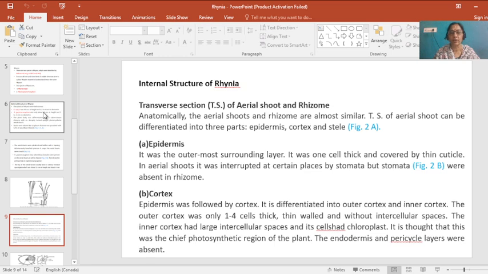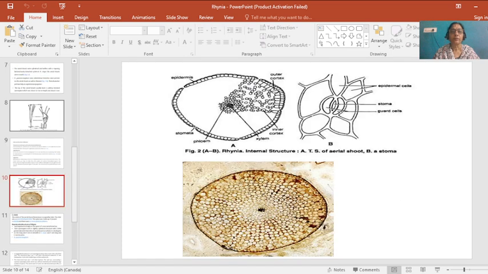The epidermis is followed by the cortex, differentiated into outer and inner cortex. The outer cortex is 1 to 4 cells thick, thin walled and without intercellular spaces, while the inner cortex has large intercellular spaces and its cells have chloroplasts. It is thought that this was the chief photosynthetic region of the plant, and the endodermis and pericycle layers were absent. So this is the Rhynia internal organization, where you can see the outer epidermis, the middle cortex, and the inner stellar region.